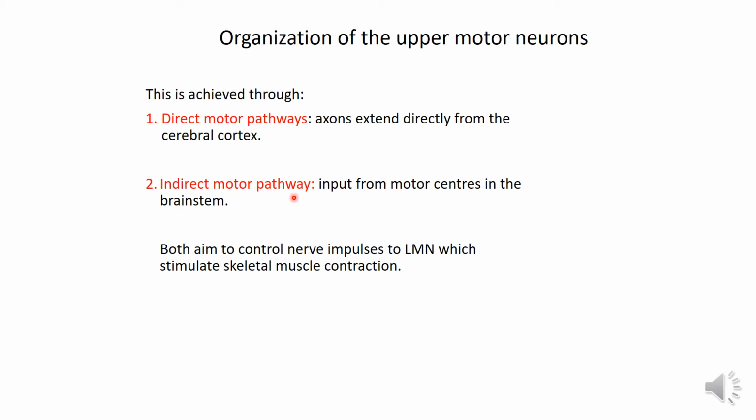The indirect motor pathway includes the extrapyramidal tract. Both of these tracts aim to control nerve impulses to the lower motor neuron, which stimulates skeletal muscle contraction. For example, if you would like to perform a writing movement, typing, piano playing, or any complex movement, we have two categories of muscles working.